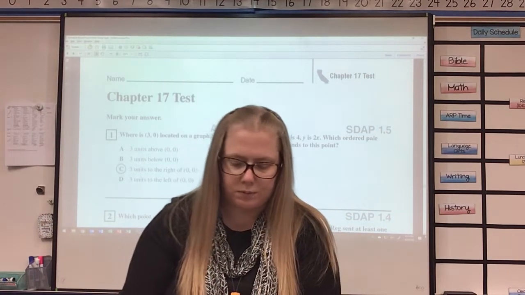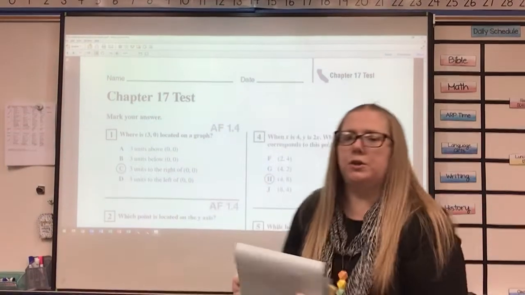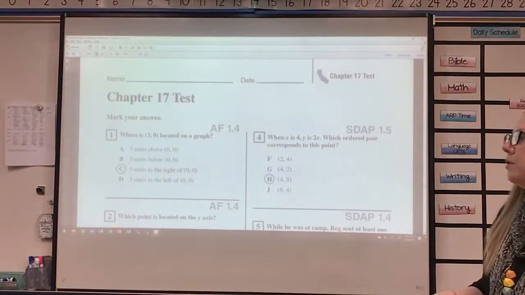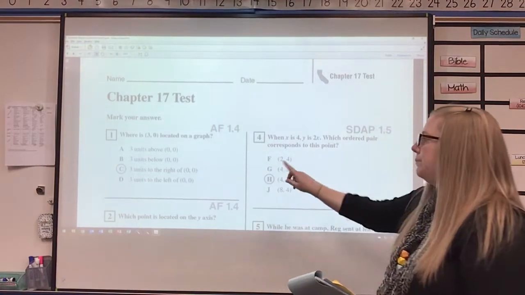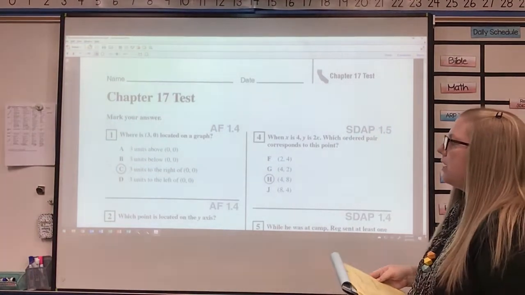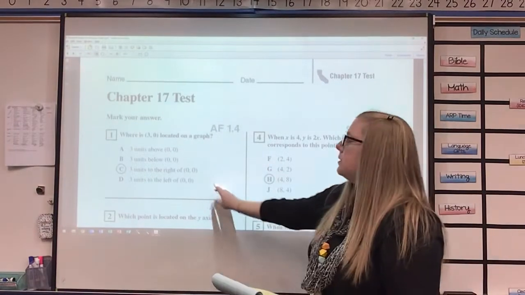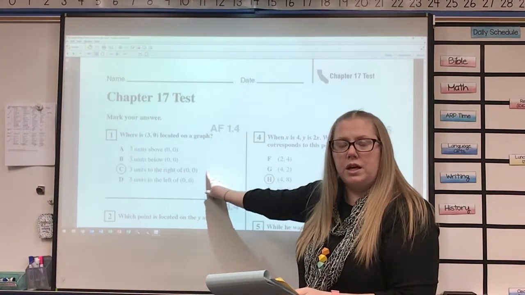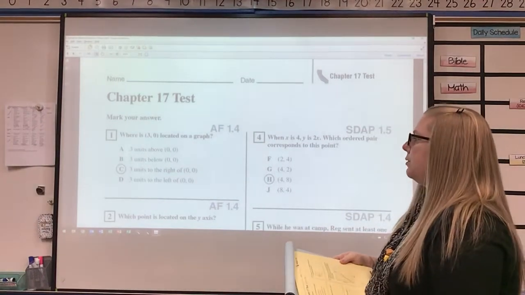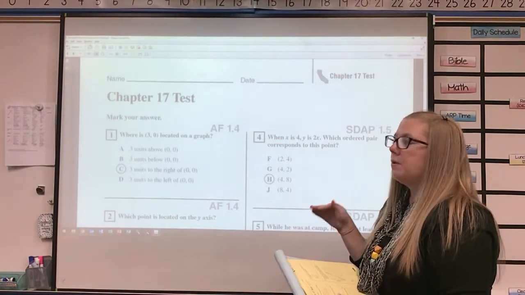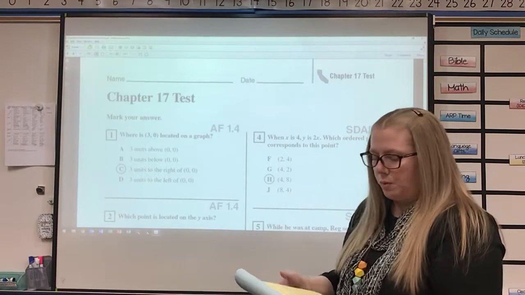So I'm going to move out of the way and scroll it down. So number 1, you should have gotten C, 3 units to the right of 0, 0. Remember, 0, 0 is the origin. It's like the starting point. So if I want to go to 3, 0, I would go 3 units to the right.